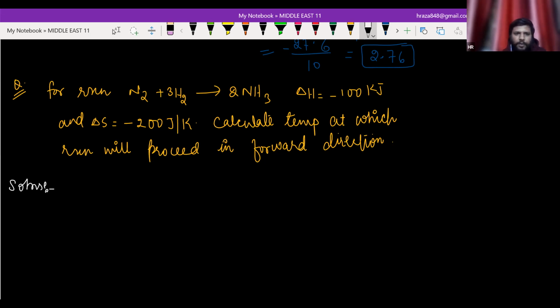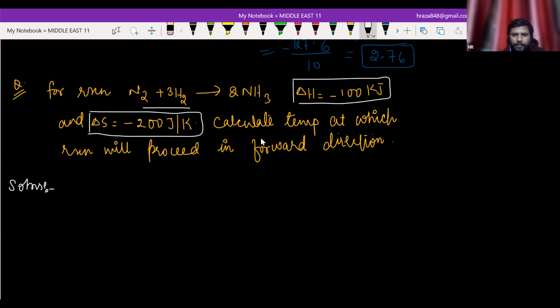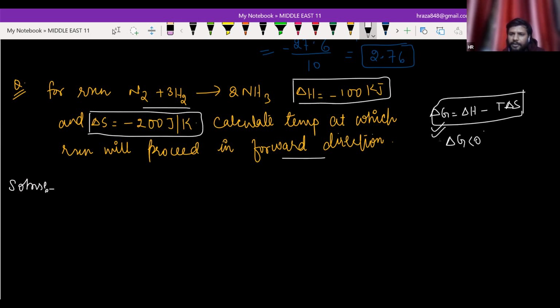For this reaction, delta H is given as minus 100 kilojoule, and delta S is given as minus 200 joule per Kelvin. Calculate the temperature at which the reaction will proceed in the forward direction. We already know that delta G is equal to delta H minus T delta S, and we need this value to be less than zero, so the reaction will proceed forward.